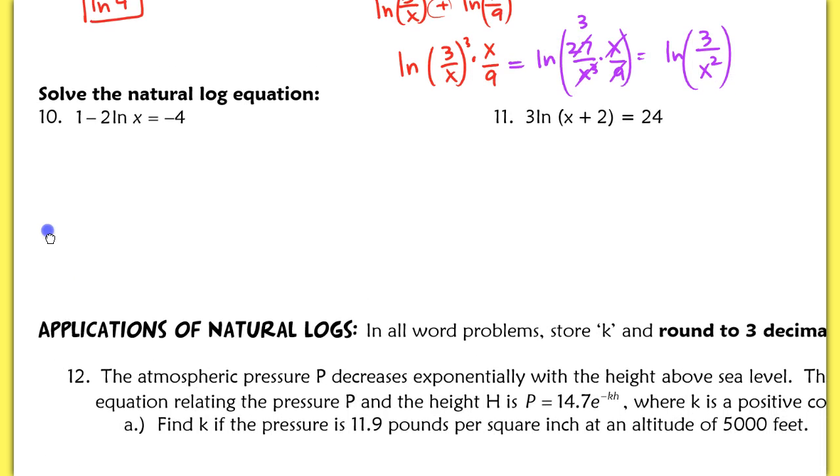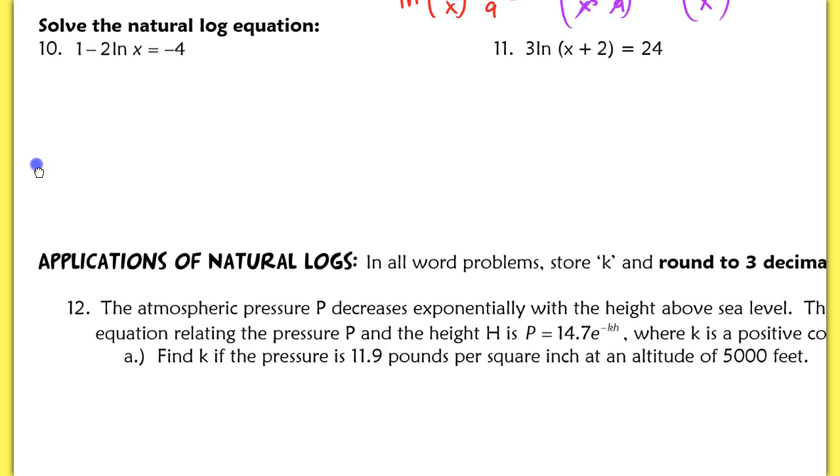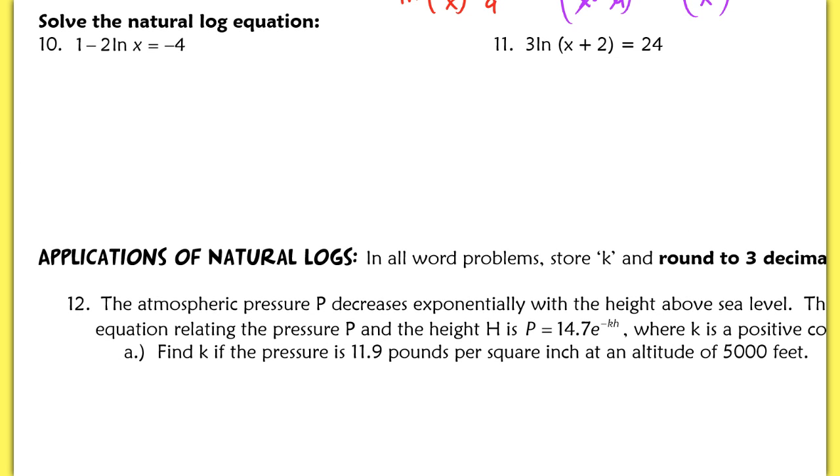Alright, now in number 10, when you have a natural log equation, you solve it the same way that you would approach any normal log equation. So I want to isolate the log as much as I can in this case. So I would subtract 1 first, so I have negative 2 times the natural log of x equaling negative 5. Now if I divide out that negative, I now have 2 times the natural log of x equaling positive 5. After this, I will now raise this to the 2nd power. So I'll bring that in and I'll have that as natural log of x squared equaling 5.